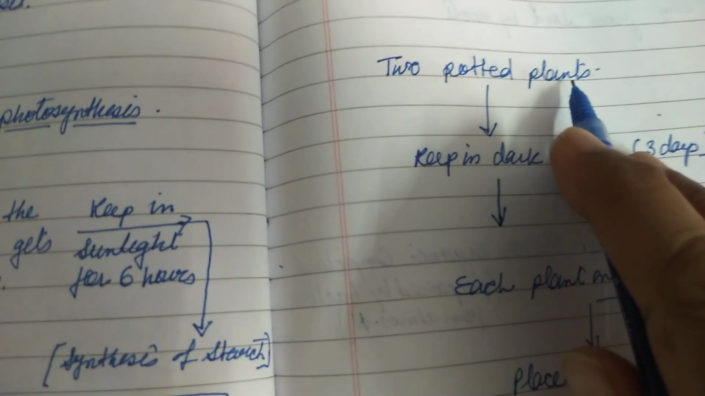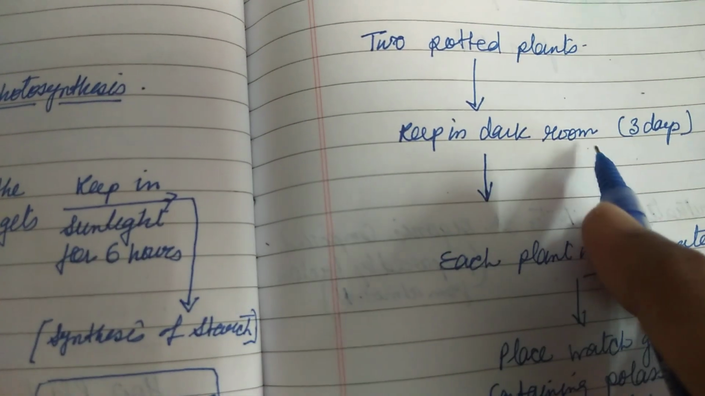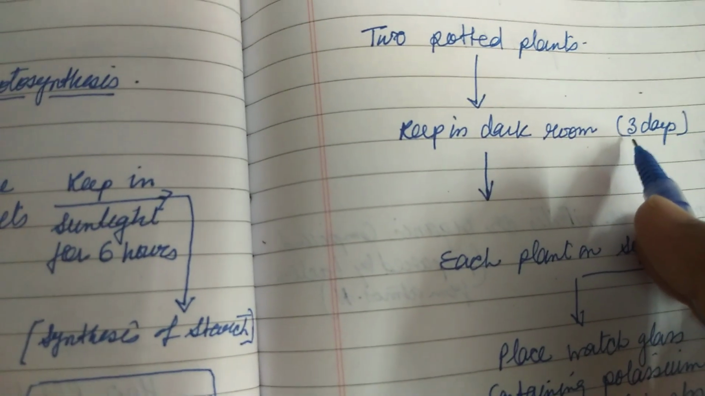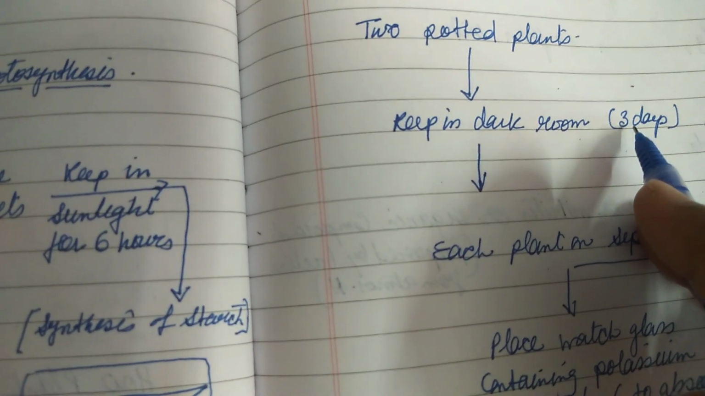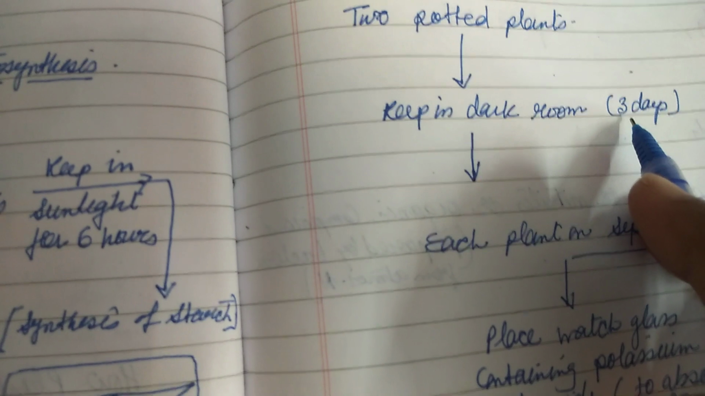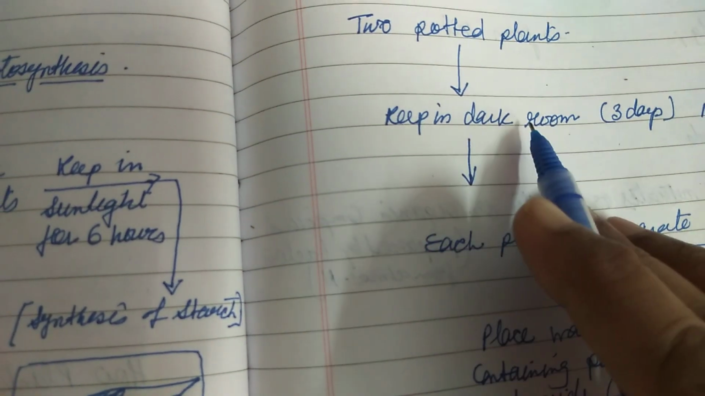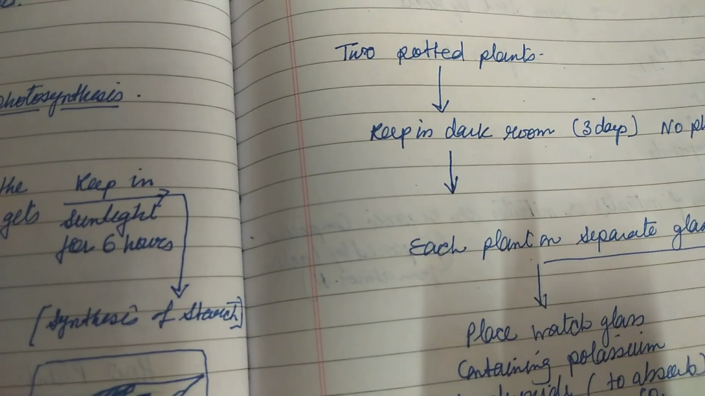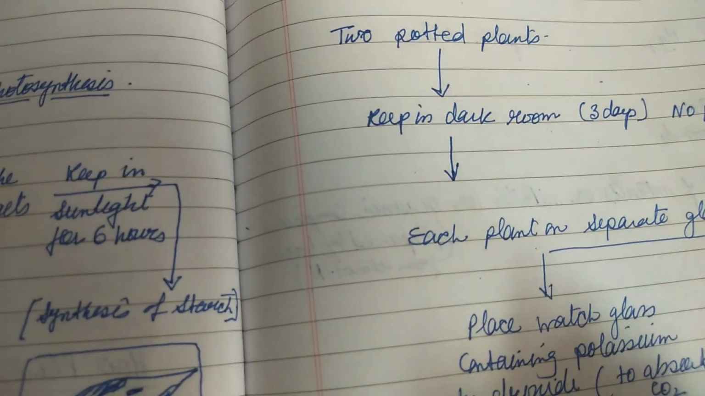So I've taken two potted plants, and we keep them in the dark for almost 3 days. While keeping them in the dark, we know that there will be no photosynthesis, and whatever starch is present, the plant will use for its energy. So we'll keep them in the dark so that all the starch will be used up. Now hardly any starch, or little starch, will be left.